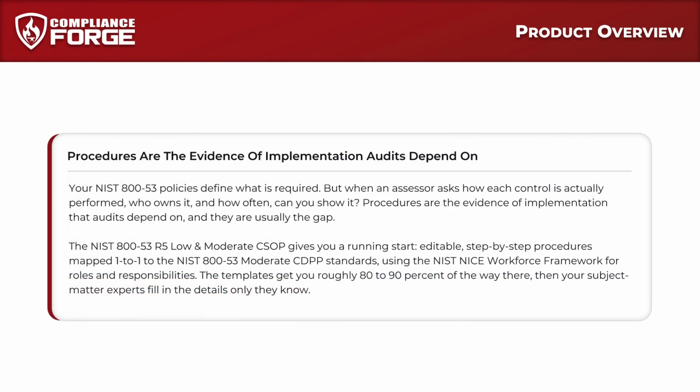Your NIST 800-53 policies define what is required, but when an assessor asks how each control is actually performed, who owns it, and how often, can you show it? Procedures are the evidence of implementation that audits depend on, and they are usually the gap. The CSOP gives you a running start. Editable, step-by-step procedures, mapped one-to-one to the NIST 800-53 moderate CDPP standards, using the NIST Workforce Framework for roles and responsibilities. The templates get you roughly 80 to 90% of the way there, and then your subject matter experts fill in the details only they know.